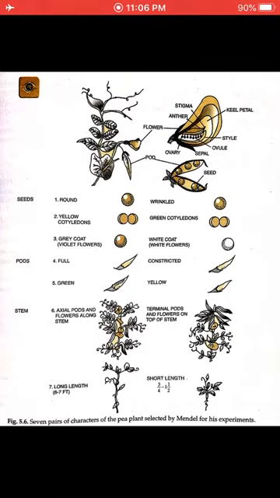Now pods. Pods can be full or constricted, green or yellow. Flower position: axial means the flowers are at the top along the stem, while terminal means at the end. The stem can be tall, maybe six to seven feet, or dwarf. So these are the seven contrasting characters which we are going to use for making various kinds of crosses and studying the pea plant more.